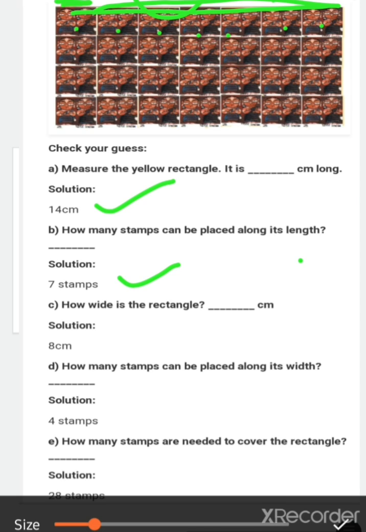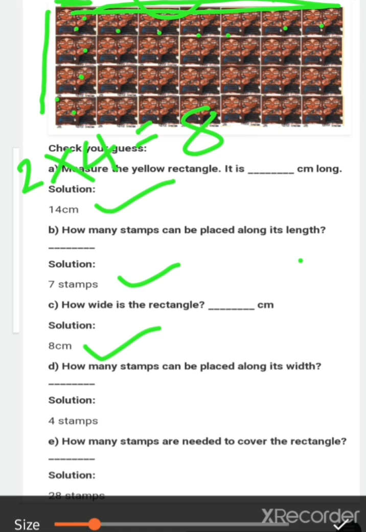Now, how wide is the rectangle? Width of the rectangle you have to find, and width is this one length. So width is how much? See, one stem measures 2 centimeter, and how many are there? 1, 2, 3, 4 are there. Multiply by 4. So 4 multiplied by 2 is 8. What is the answer? 8.